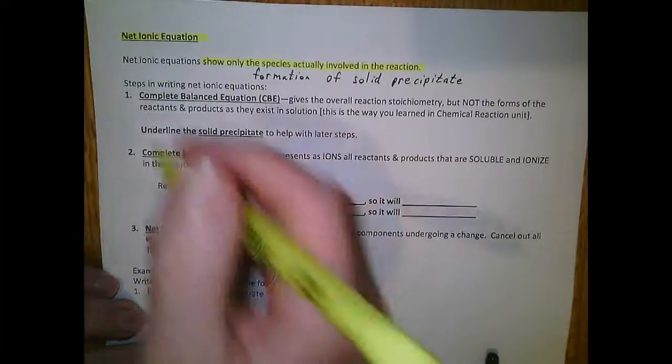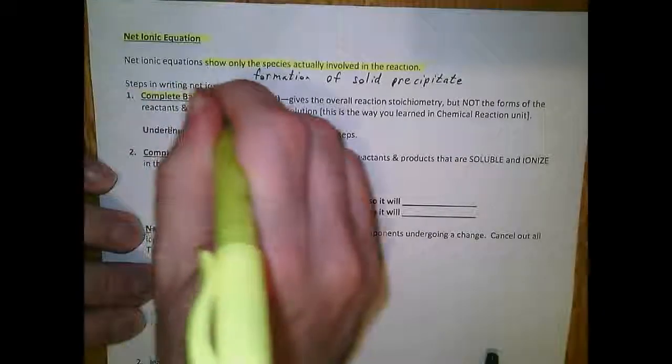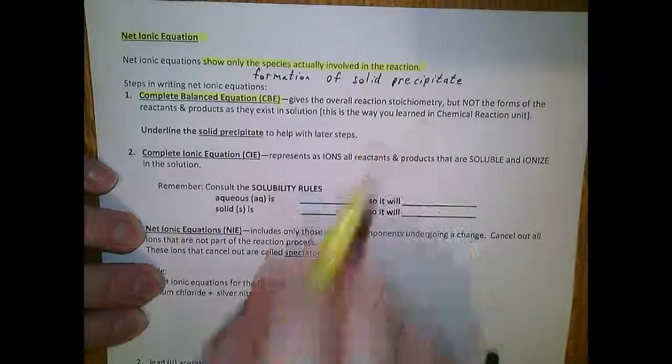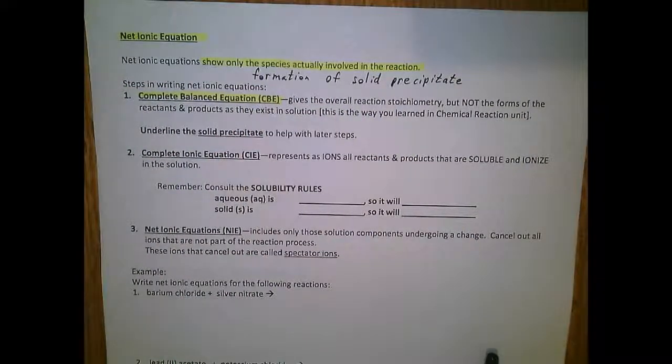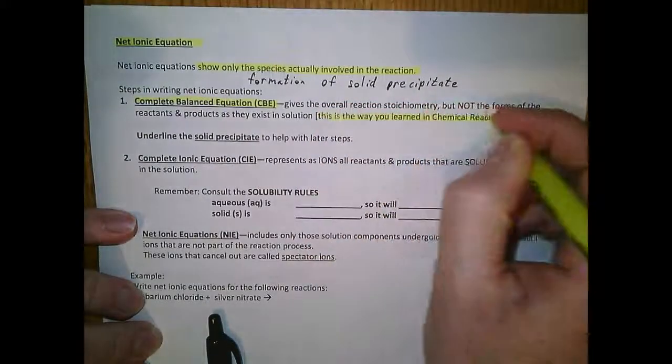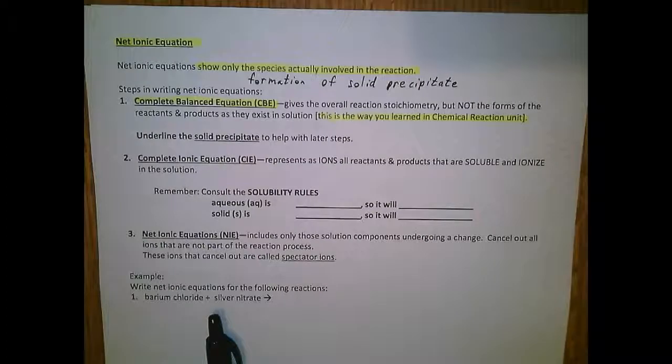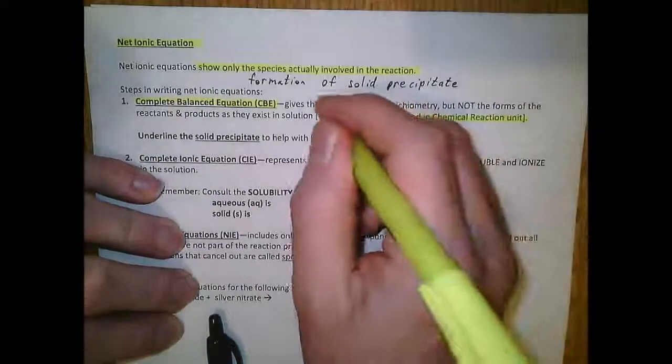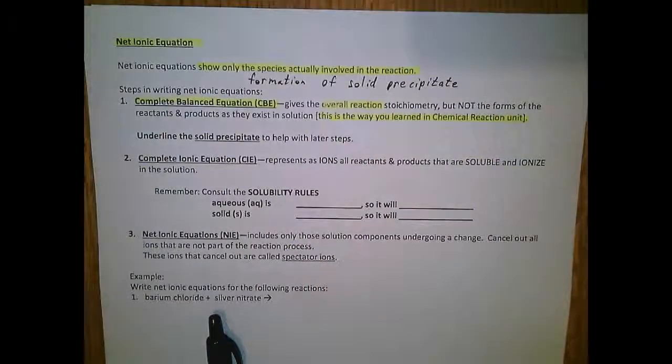The first step is to write the complete balanced equation. Okay, it gives the overall reaction stoichiometry, but not forms of the reactants and products that actually exist in solution. The key here, this is the way you learn to write a chemical reaction. So it's just writing the chemical equation the way that we predicted products. It's the overall reaction, the way you know how to write it right now.